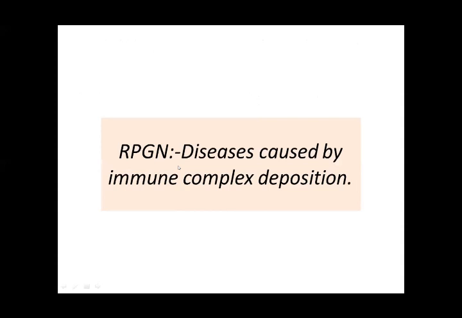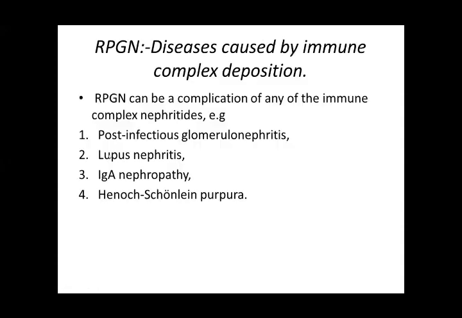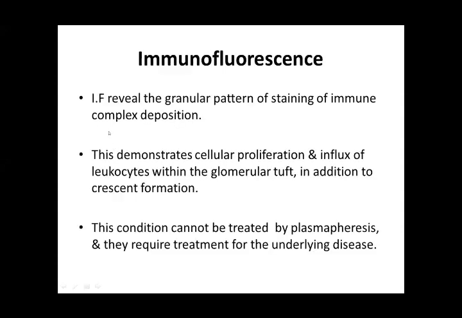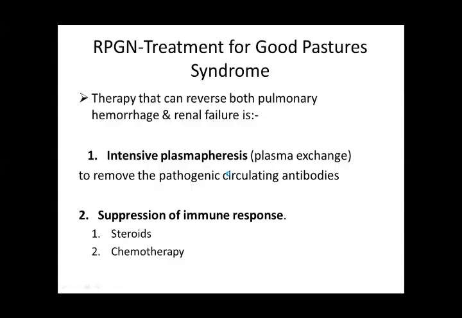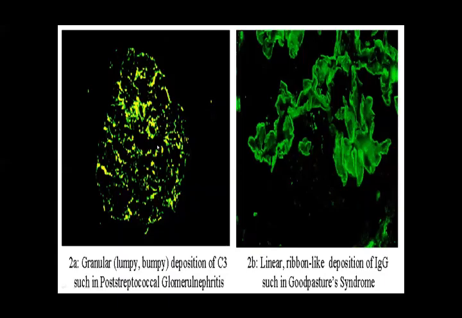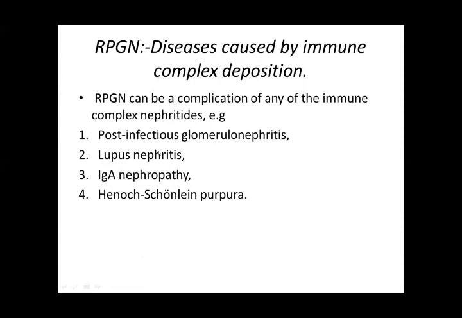Immune complex deposits. What sort of immune complex deposits did we study? We studied lupus nephritis, IgA nephropathy, which was Berger's disease, post-infectious glomerulonephritis, and Henoch-Schönlein purpura. Immunofluorescence shows the granular pattern of staining that we have seen before. This is the granular pattern of staining for immunofluorescence.